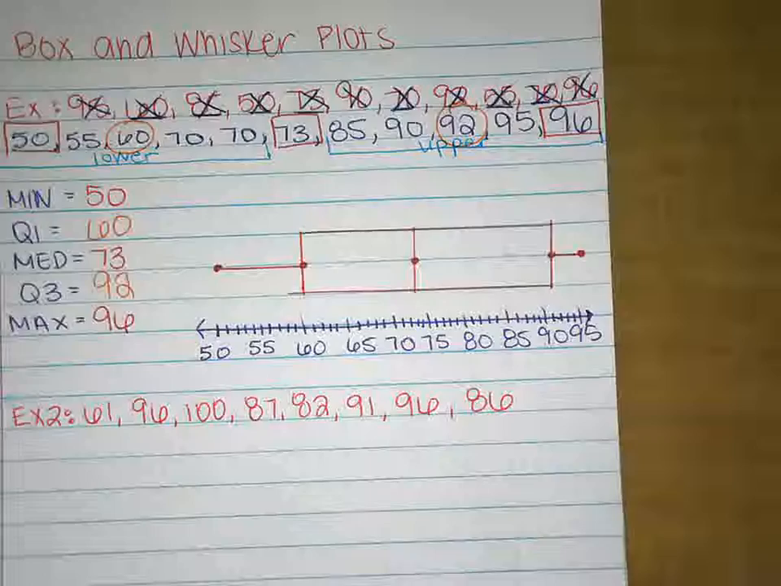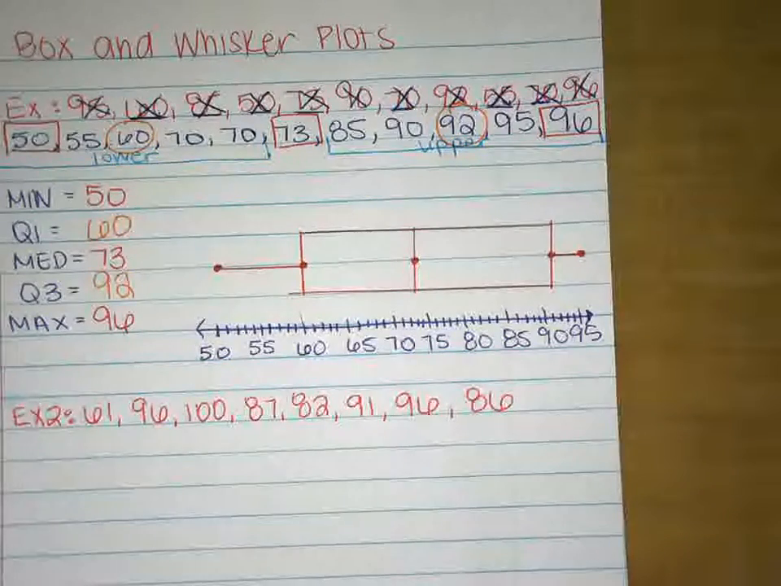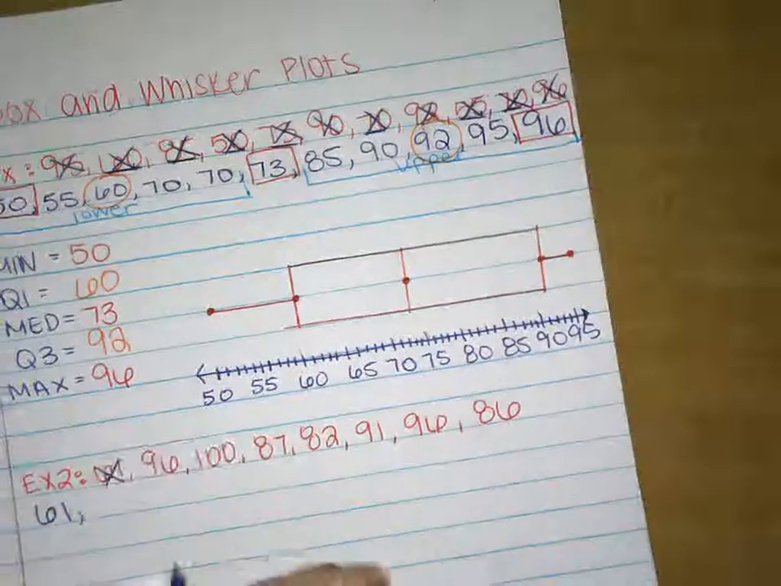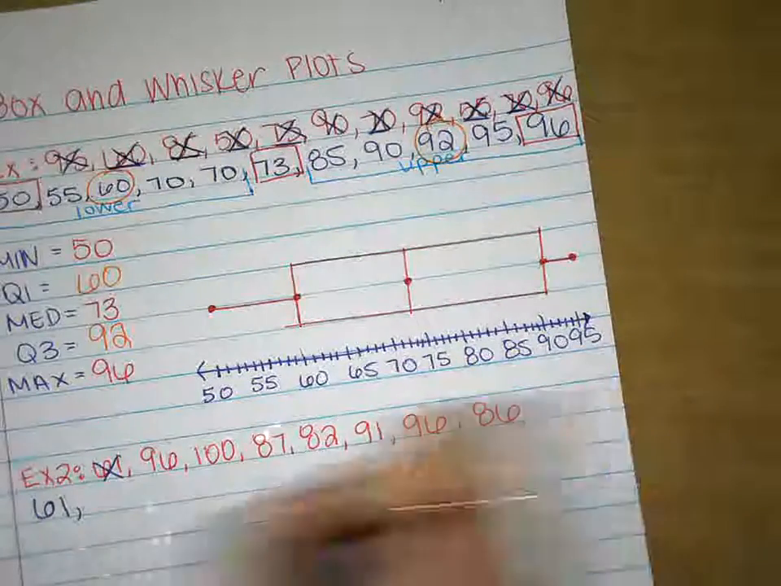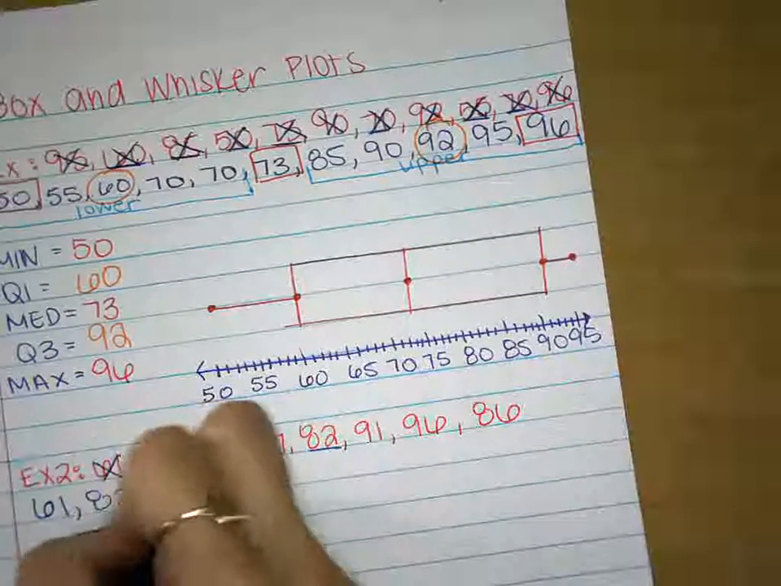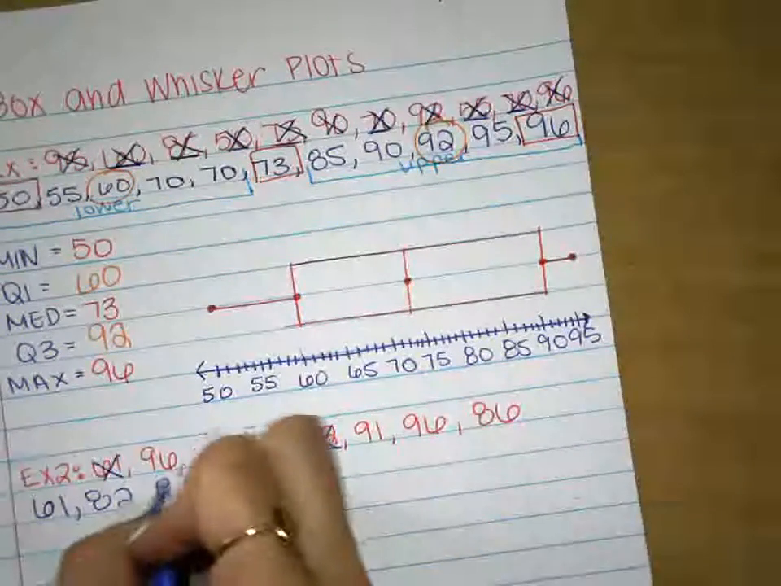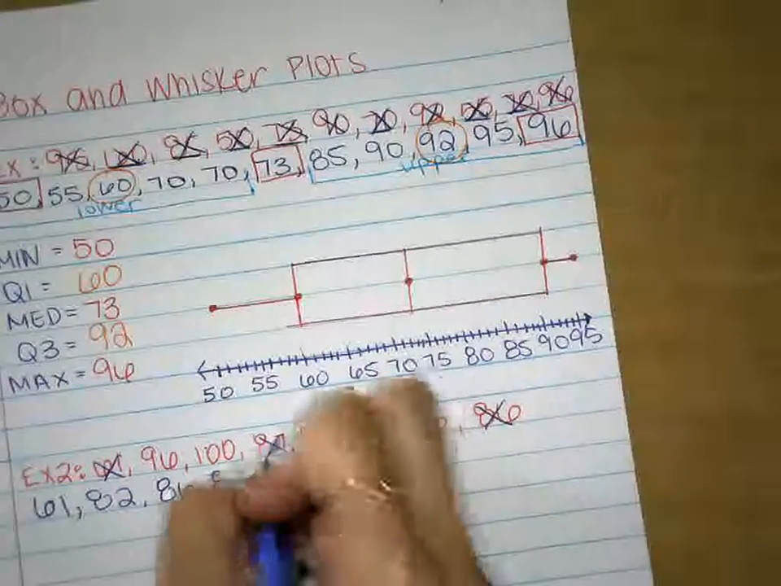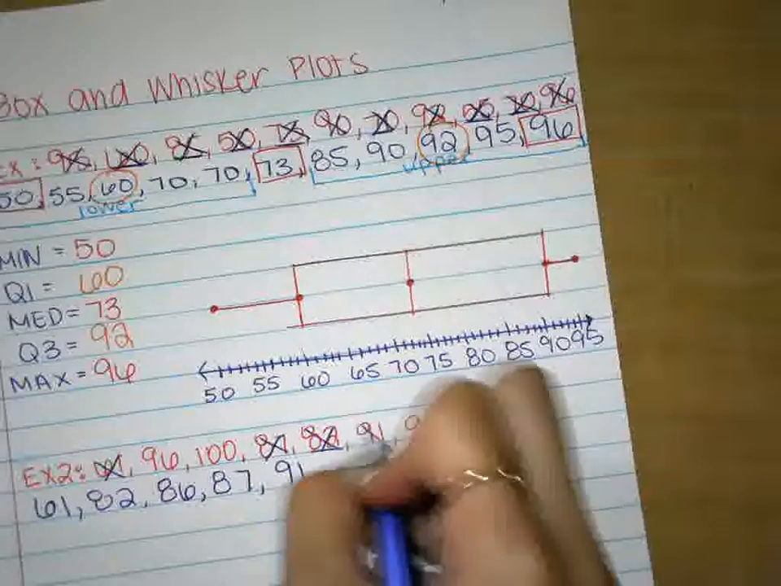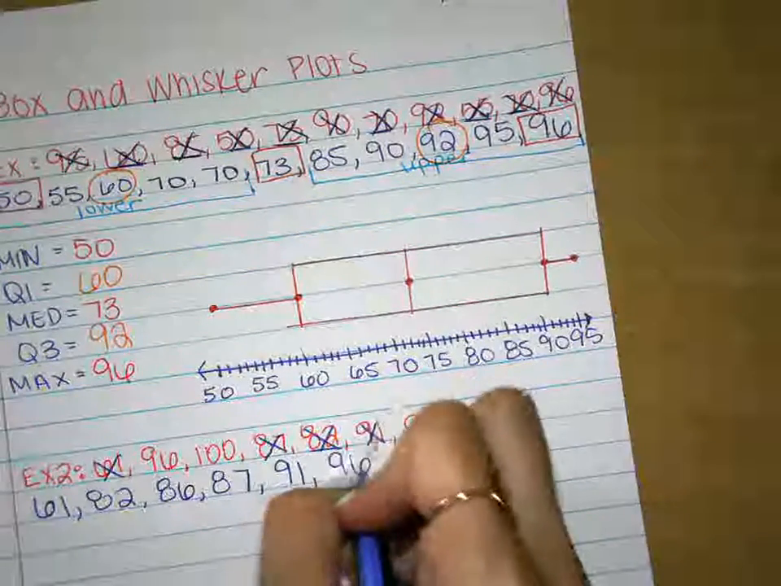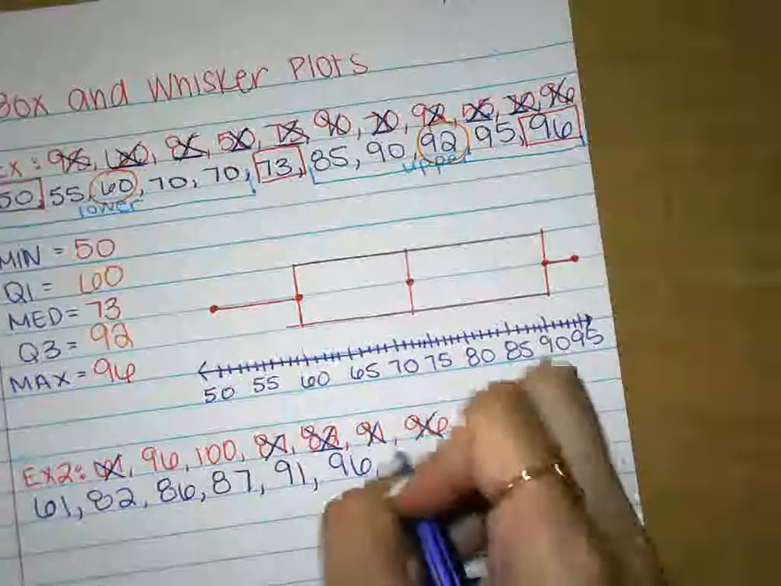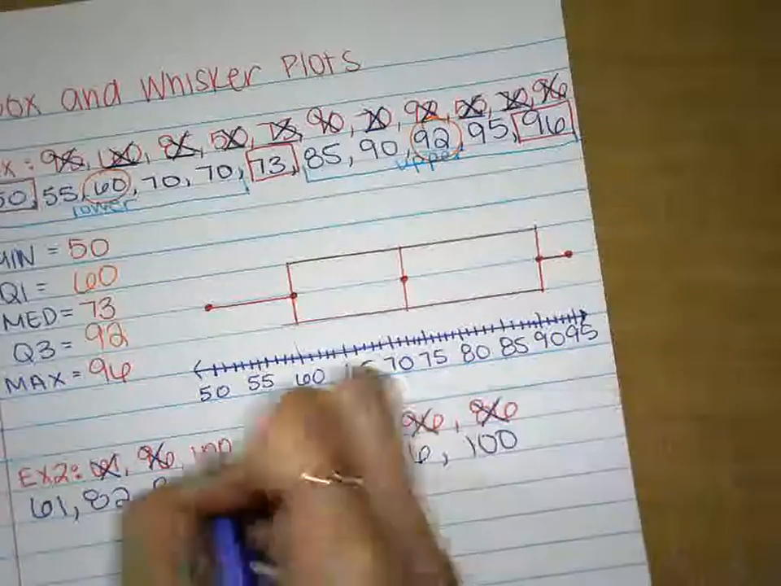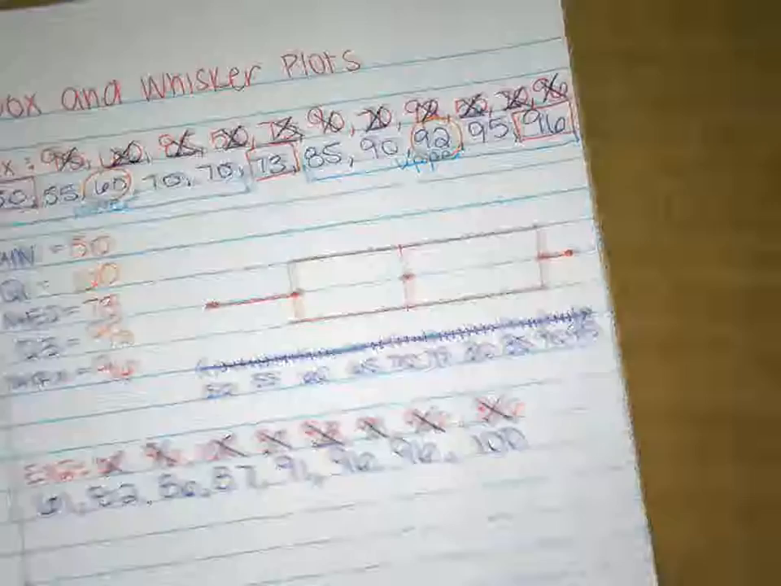First step, put them in order from least to greatest. So my smallest number I see is 61, cross it out. My next smallest number I see is 82, cross it out. Then I see an 86, cross it out. An 87, cross it out. A 91, cross it out. A 96, cross it out. 96, cross it out. And 100, cross it out.